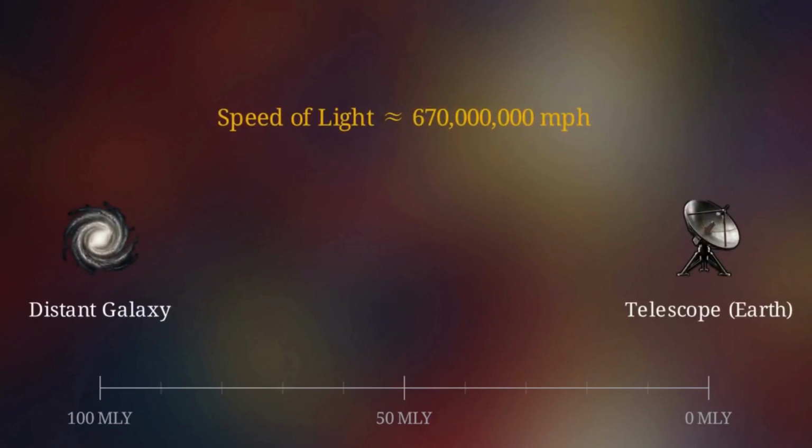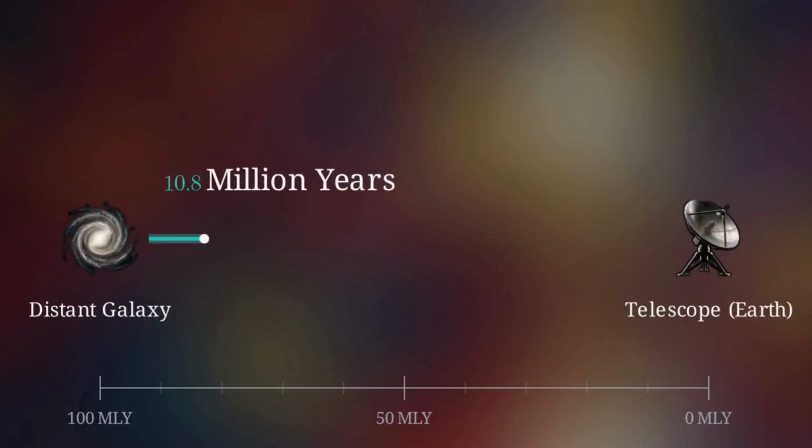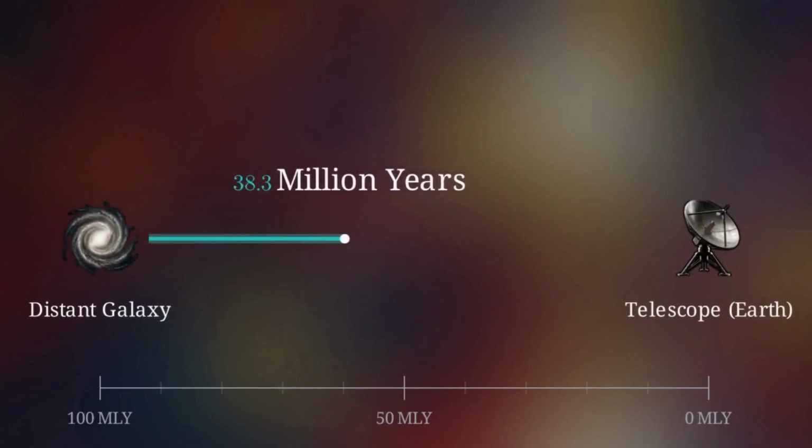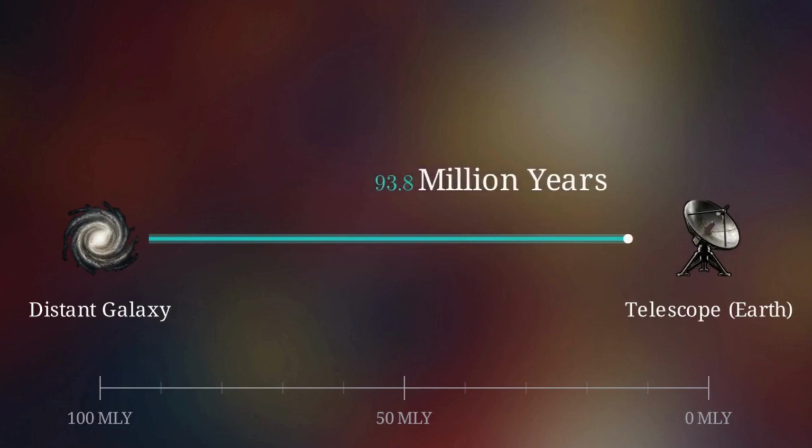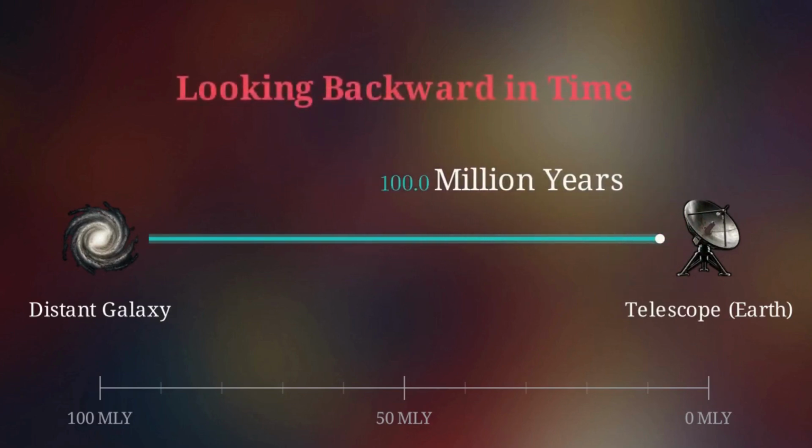Light races at 670 million miles per hour, but space is vast. When observing a distant galaxy, its light has taken millions of years to reach our telescopes. We are literally looking backward in time.